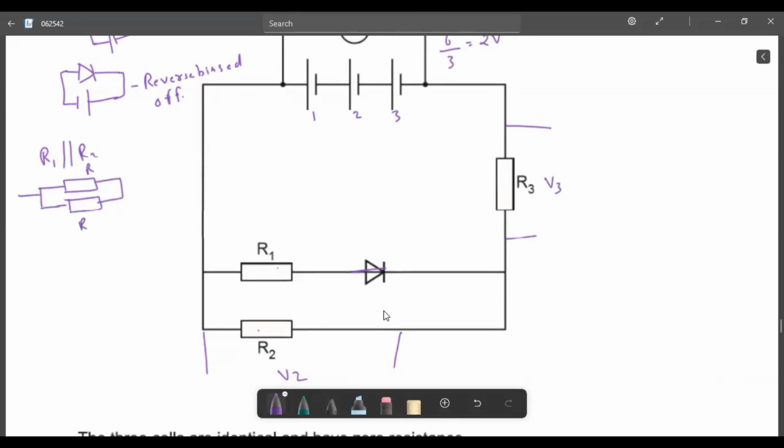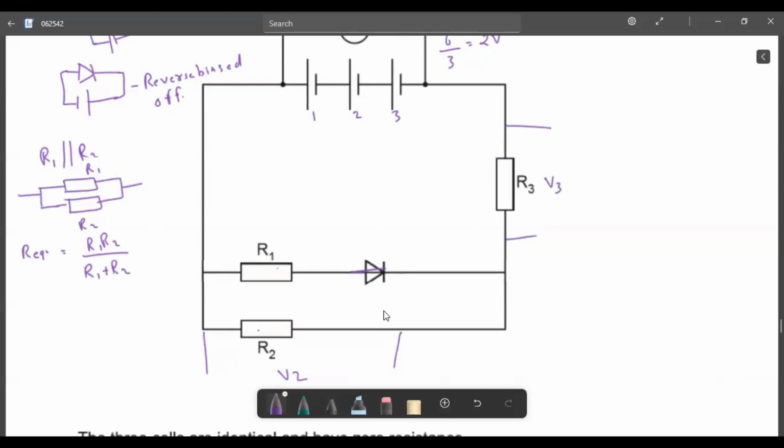R1 parallel R2. So the drop across these two resistances will be the same. So we will find the equivalent resistance as R1 and R2 are equal. R equivalent, when it is in parallel, can be written as R1 R2 by R1 plus R2. This is the equation, and we can substitute.